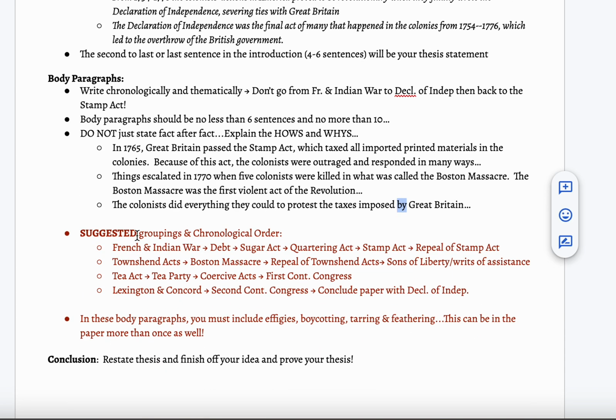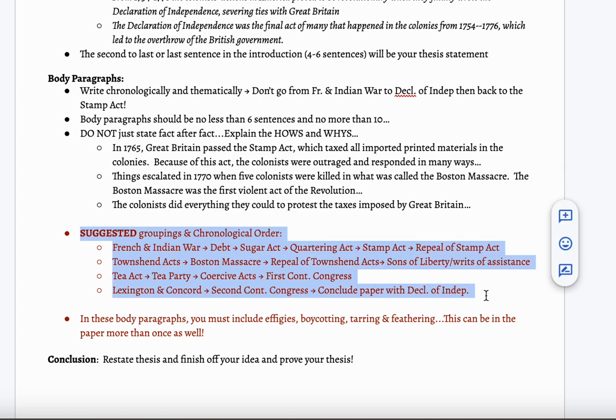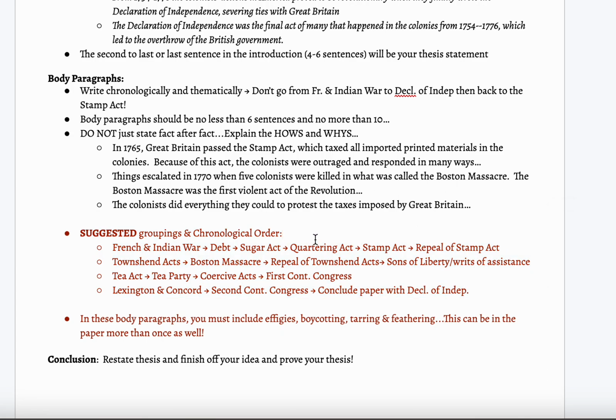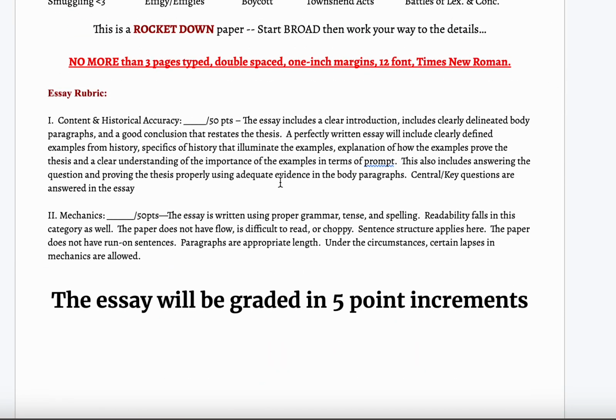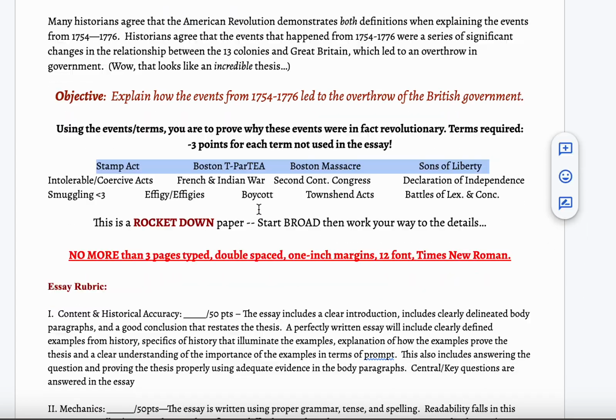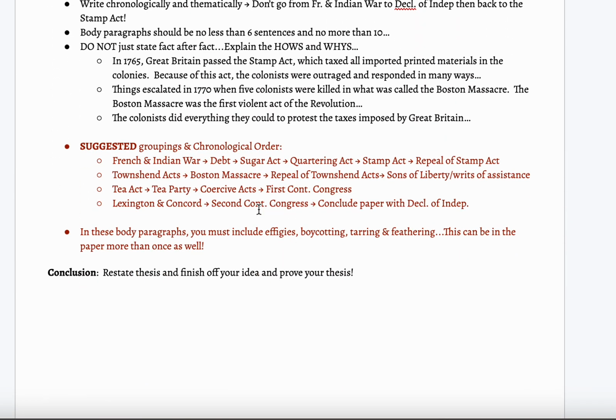Now, these are suggested groupings in chronological order. Like, I would do this, okay? If I suggest something, I would do it. So, the way you write the essay, I would go French and Indian War, and that led to debt, which then led to some of these acts that were passed. Mr. Barry, you don't have the Sugar Act above. I know. You don't have to include content that's not supposed to be mentioned, like this stuff. You don't have to add stuff to it, but if you want, you can. So you can include the Sugar Act if you want.